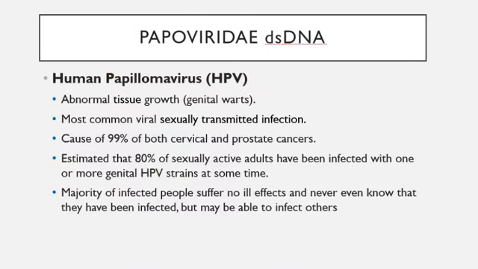Also, a double-stranded DNA virus is the human papillomavirus, or HPV. This is abnormal tissue growth or genital warts. It's the most common viral sexually transmitted infection. It's the cause of about 99% of both cervical and prostate cancers. It's estimated that about 80% of sexually active adults have been affected by one or more genital HPV strains at some time. The majority of infected people suffer no ill effects and never know that they have been infected, but they may be able to infect others.